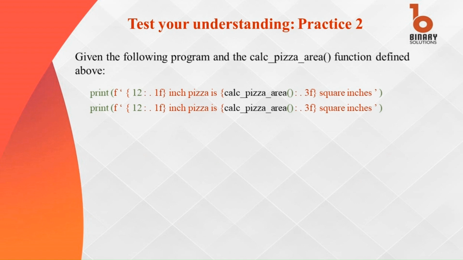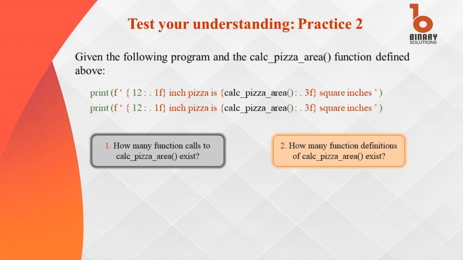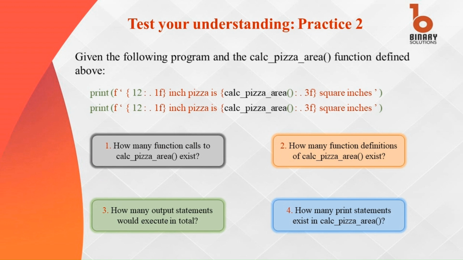Here are some intriguing questions about the program and the calc_pizza_area function we discussed earlier. Take a closer look at the code and think critically. Can you figure out how many times the function calc_pizza_area is called? How many times is calc_pizza_area actually defined in the program? How many output statements will be executed overall? And finally, can you spot how many print statements exist within the calc_pizza_area function itself? Put on your thinking cap, analyze the program carefully, and share your answers in the comments. I can't wait to see how many of you nail this one.